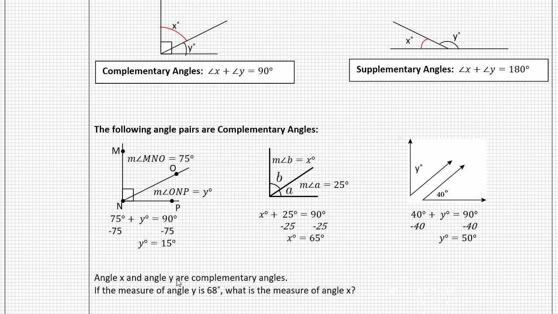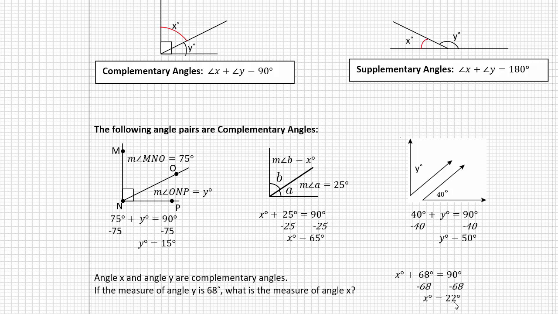Angle x and angle y are complementary angles. The measure of angle y is 68 degrees. What is the measure of angle x? Go ahead and set that problem up and check back to see if we both come up with the same answer.